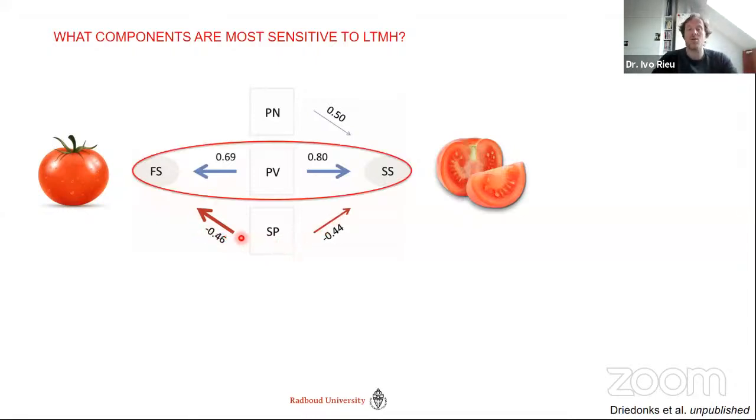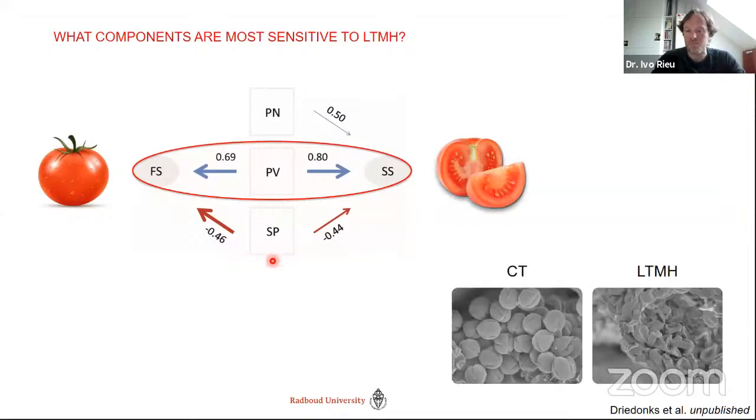Well, we chose to focus first on pollen viability. I will say something about pollen number and style protrusion, but pollen viability first, also because, for example, style protrusion has been already more or less solved in most varieties that have non-protruding styles, even under high temperature. So this is what it looks like. If you look under the microscope, this is pollen from control temperature, and this is pollen from this long-term mild heat. And here you see that most of them are dead. So that is the pollen viability trait.